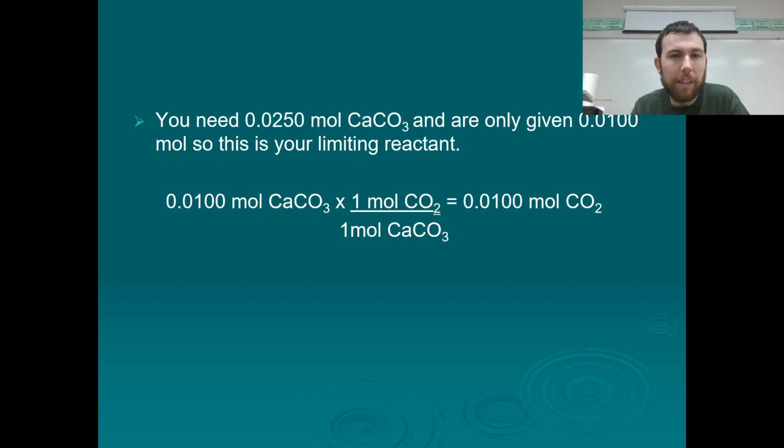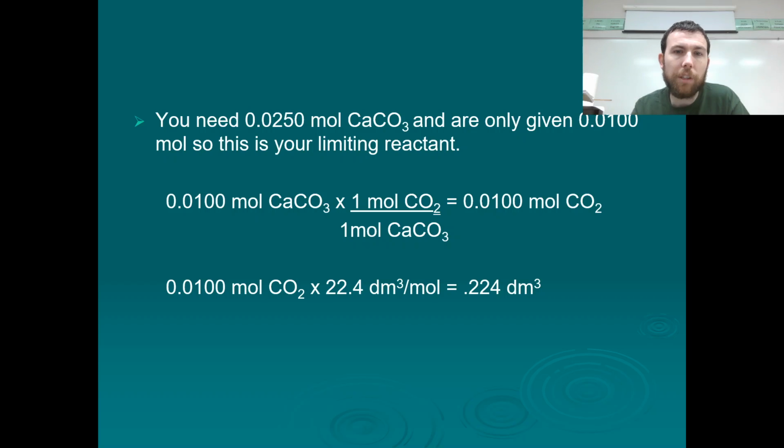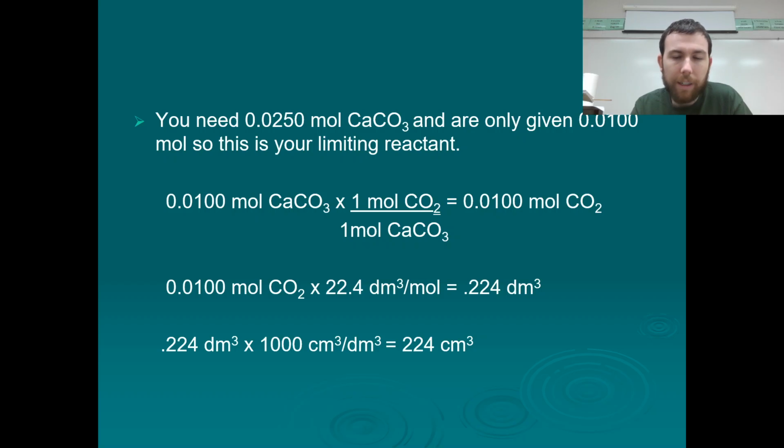And if I'm not mistaken, they asked for the volume of carbon dioxide. So we're going to need to use that 22.4 cubic decimeters per mole to get us into volume. So we get 0.01 times 22.4 to get 0.224 cubic decimeters. And then if you want to get that into something like cubic centimeters, just multiply by 1,000. And we find that it's 224 milliliters of carbon dioxide that is going to be produced from that particular chemical reaction.